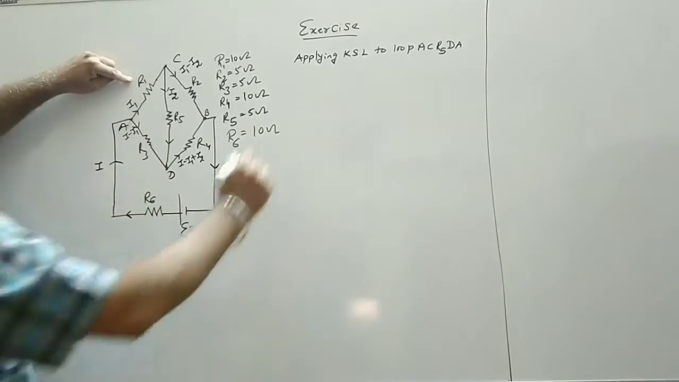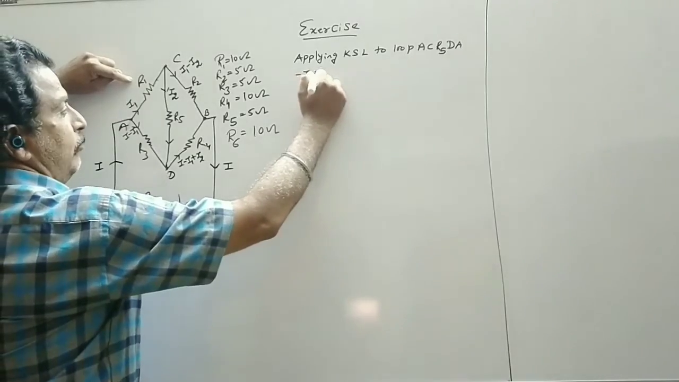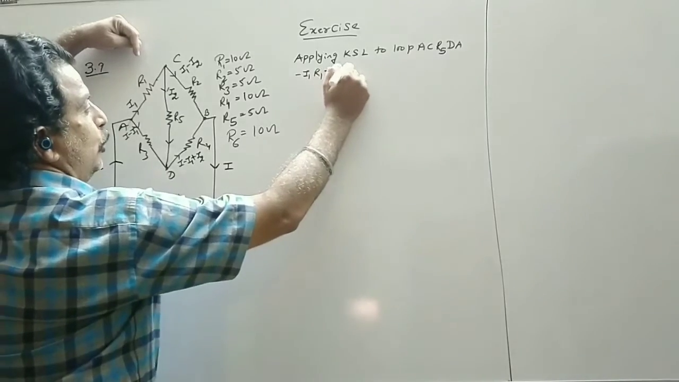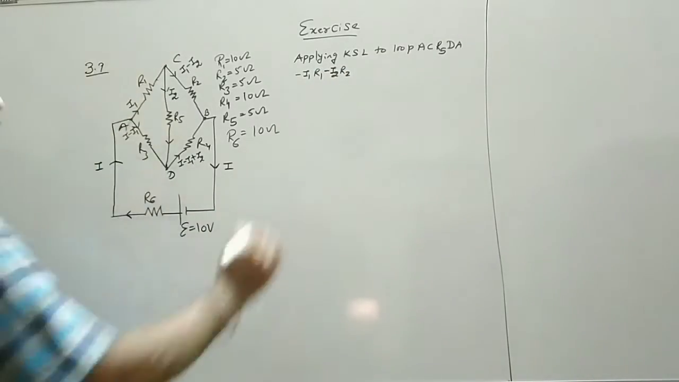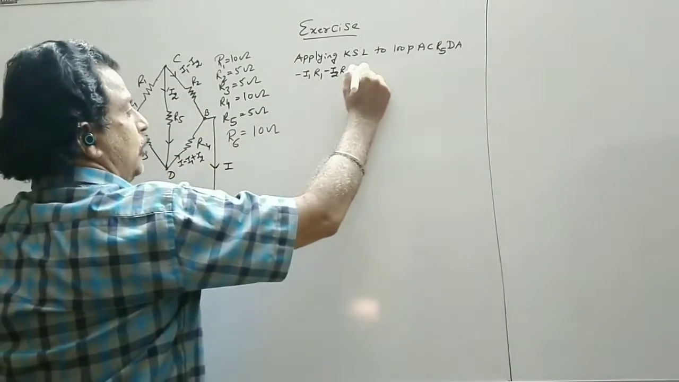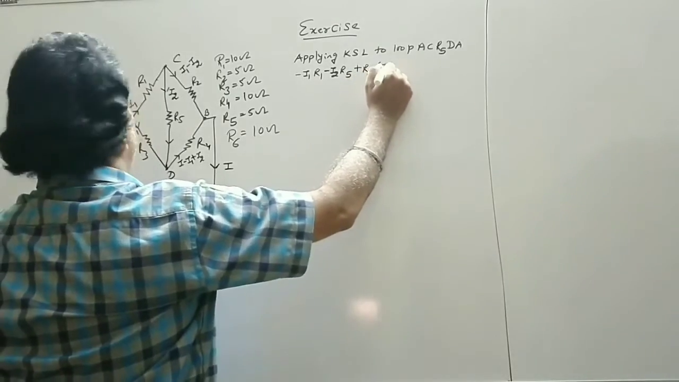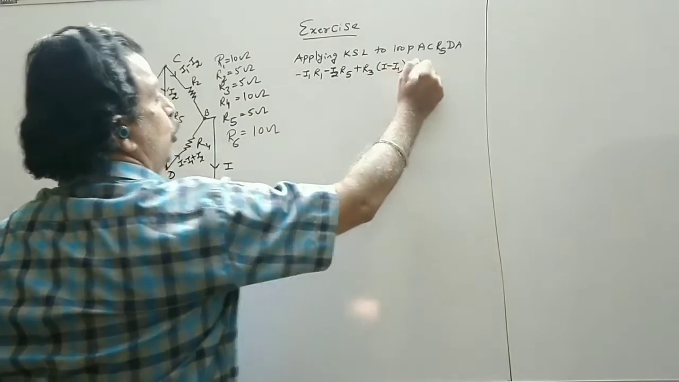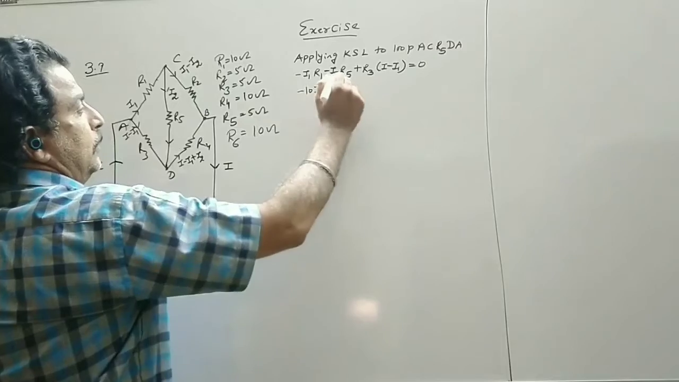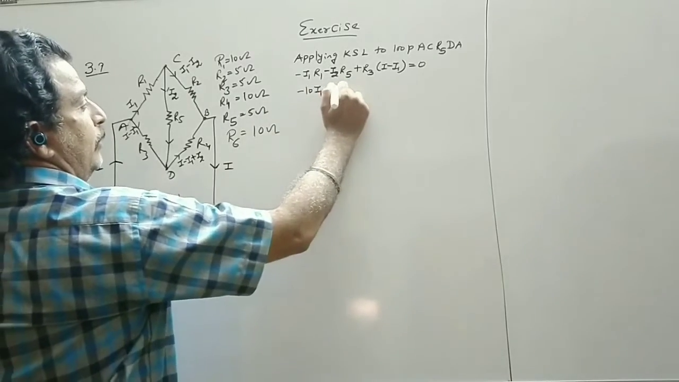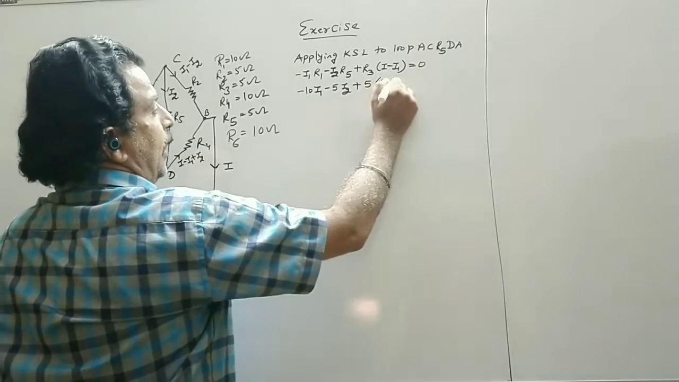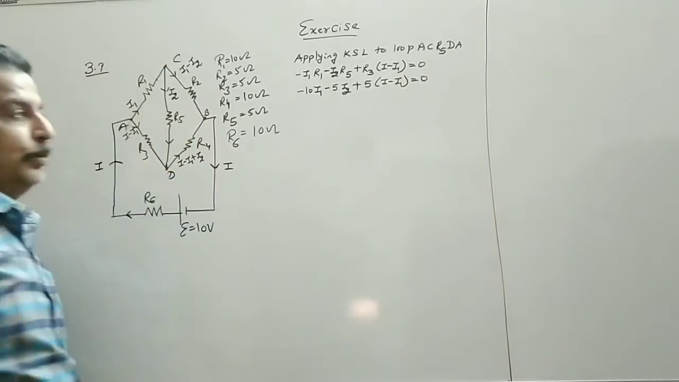A to C in the direction of current, so minus I1 R1. C to D again in the direction of current, minus I2 R5. Then the current is coming in the opposite direction, so plus R3 into I minus I1 equal to 0. Substituting the values, minus 10 I1, R5 that is 5, minus 5 I2, plus R3 that is 5, into I minus I1 is equal to 0.